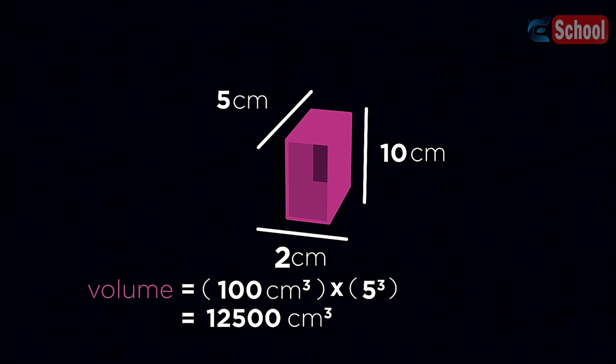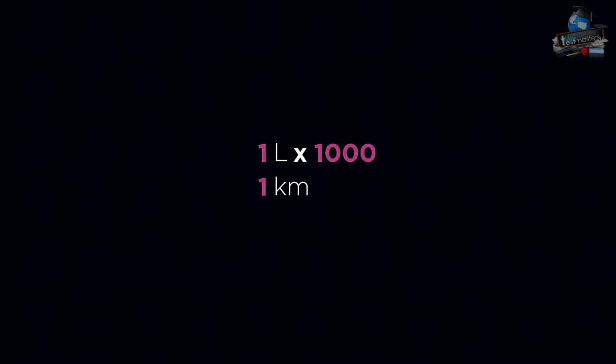Scale factors also apply to converting units. The metric system is a great example of this, and is likely something you will be familiar with. For example, 1 litre can be converted into milliliters by multiplying the volume by a scale factor of 1000. Another example is converting kilometers to millimeters. Say we have a distance that is 1 kilometer long.